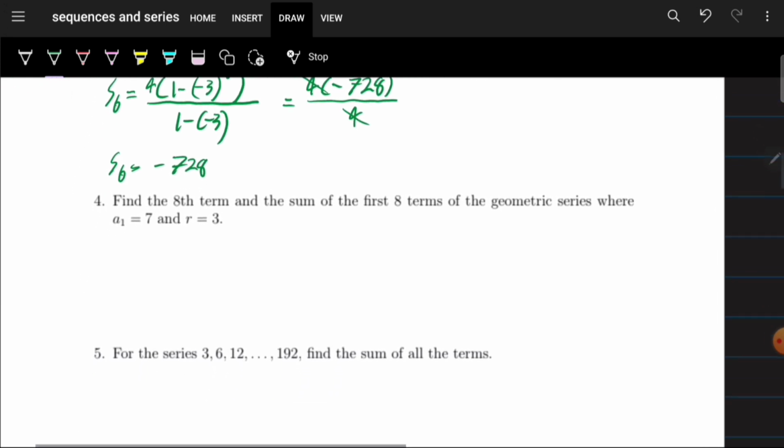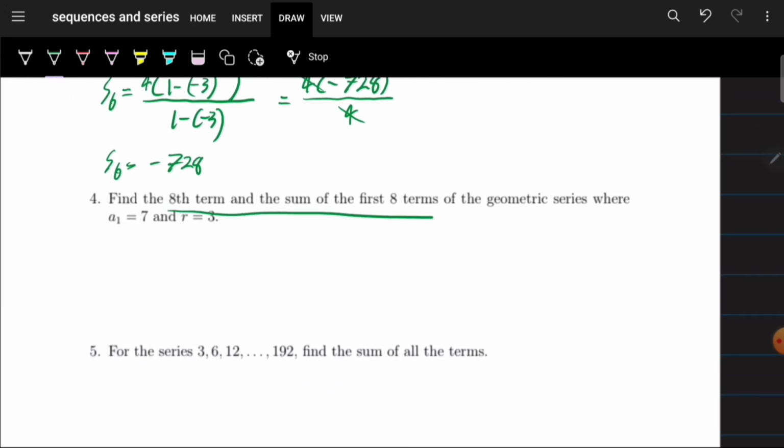All right, next problem. It says find the 8th term and the sum of the first 8 terms of the geometric series, where A1 is 7 and R is 3. So the part where we are finding the 8th term isn't important for finding the sum, and doesn't really have to do anything with the sum unit, the series unit. I mainly just put that there just to make sure we still remember how to find the nth term.